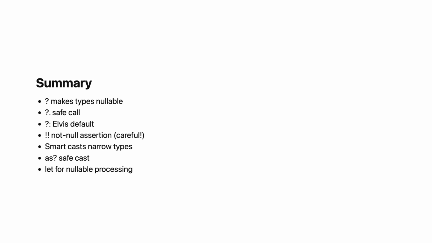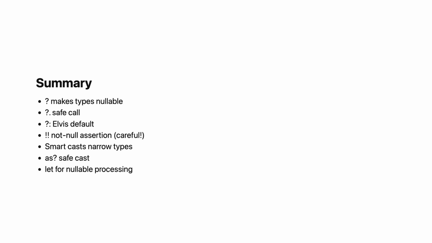The let function helps when you have a nullable value and want to work with it if present. name?.let with a lambda, then inside use the non-null value. Let takes a lambda. If name is not null, the lambda runs with the non-null value. If null, nothing happens. Inside let, you work with a non-nullable value. Let is useful for side effects on nullable values. Send email only if address exists. Log only if message exists.